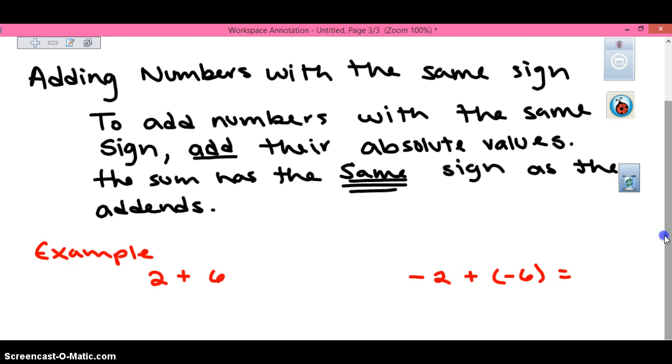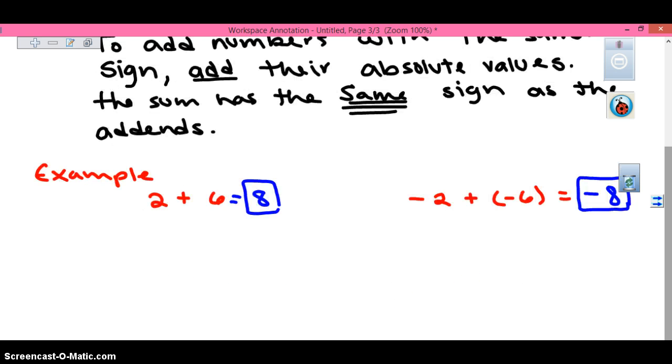So for example, if we are adding 2 plus 6, what would that equal? 8. What about negative 2 plus negative 6? Negative 8. And you can see how the answer has the same sign as the addend.